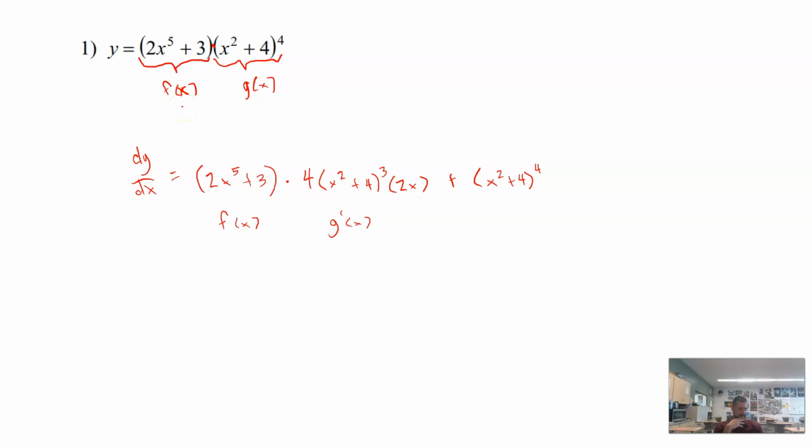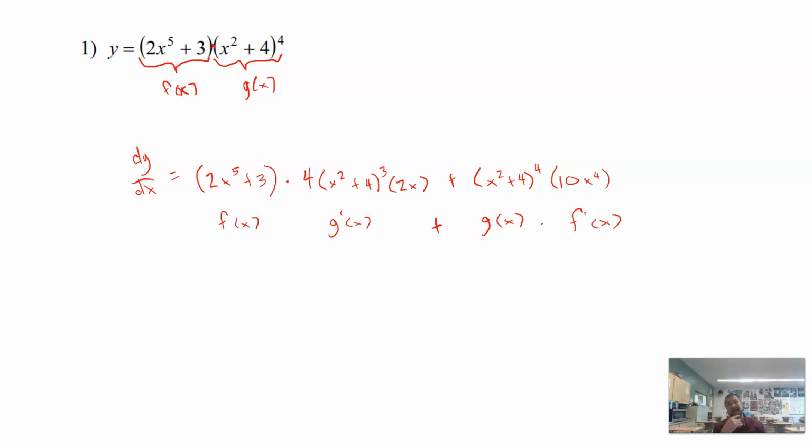Now this time, with f of x, I don't need to apply the chain rule because I just have a function. I just have 2x to the 5th plus 3. I know how to take the derivative of that. That's 10x to the 4th. So again, what I have here is g of x times f prime of x. I have found all 4 pieces that I would need to use the product rule.